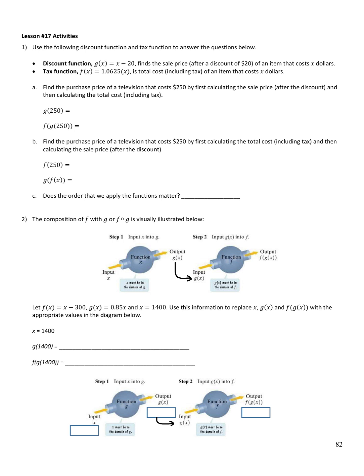We want to find the purchase price of a television that costs $250 by first calculating the sale price, so we take the discount, and then adding on the tax. So G of $250, that's going to be the sale price. We just take $20 off. So that's going to be $230. Then we're going to apply the tax. So 230 times 1.0625 is 244.375.